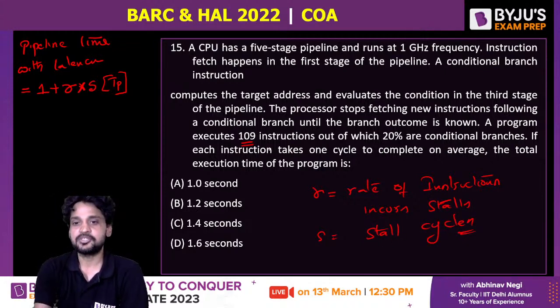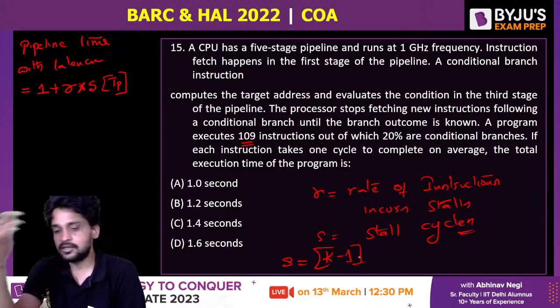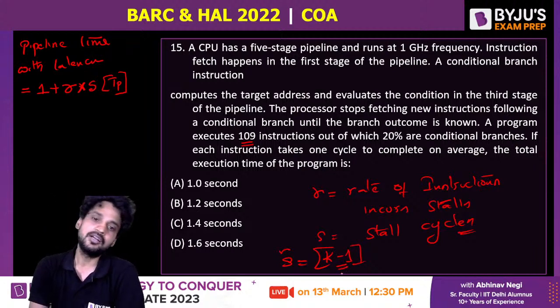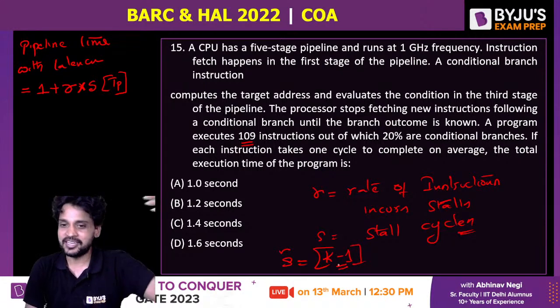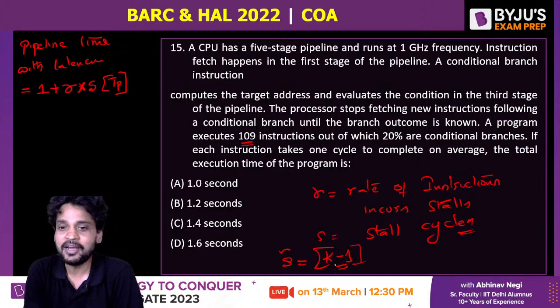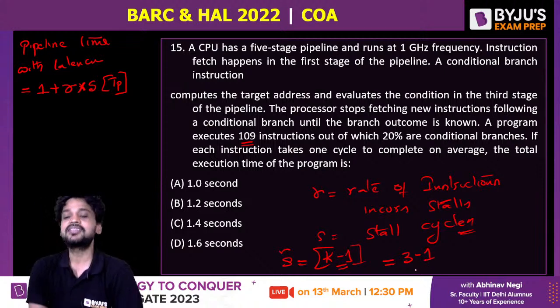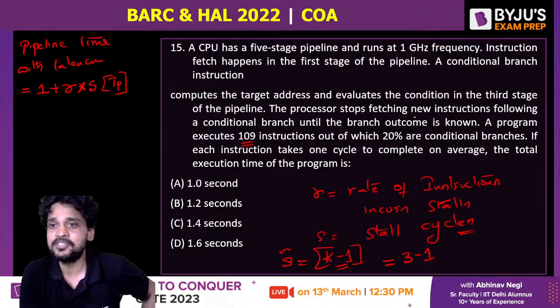S is the stall cycles. How to compute the stall cycles? S will be calculated as K minus 1. In the following sessions, I will give you better emphasis on how to calculate stall cycles. Stall cycles can simply be calculated as K minus 1, or actual entry minus supposed entry. That is one other way to calculate them, but I am not getting into it right here. What is K minus 1 here? K minus 1 will become 3 minus 1, because in the third stage it will be halted, where the processor will start fetching new instructions following the conditional branch until the branch outcome is known.